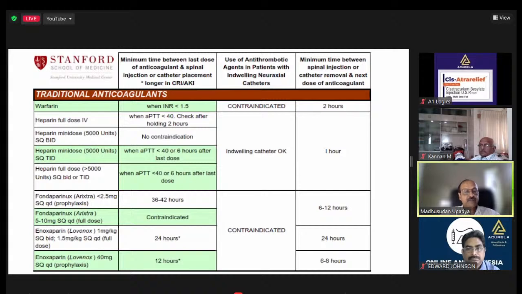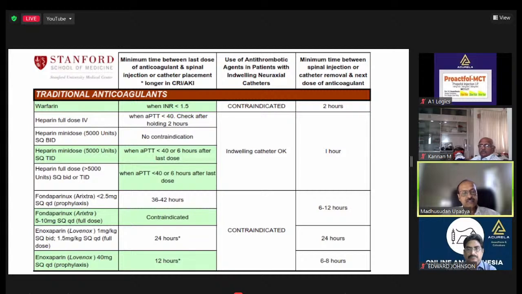Fondaparinux: if the patient is on less than 2.5 milligrams subcutaneous, which is a prophylactic dose, you have to wait for about 36 to 48 hours. Before that, indwelling catheters are okay with unfractionated heparin. And the heparin can be restarted 1 hour after the catheter removal or after the surgery. Coming to fondaparinux, if it is less than 2.5 milligrams subcutaneously, as in prophylaxis, you can do neuraxial blockade in about 36 to 42 hours.